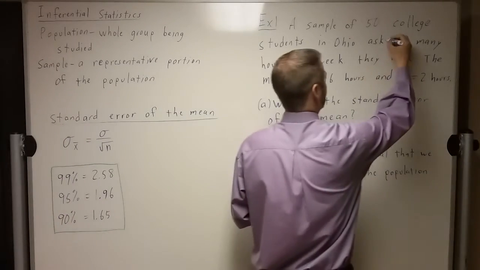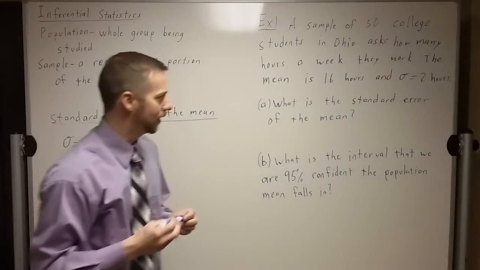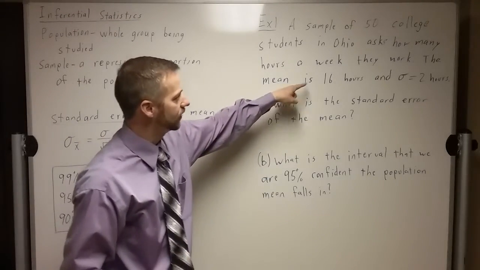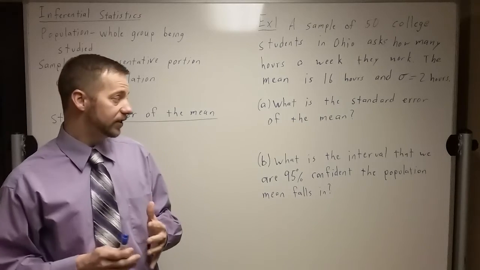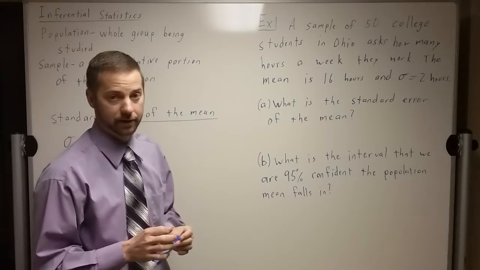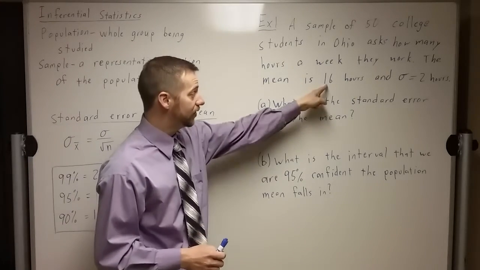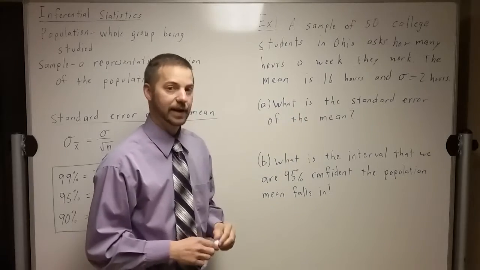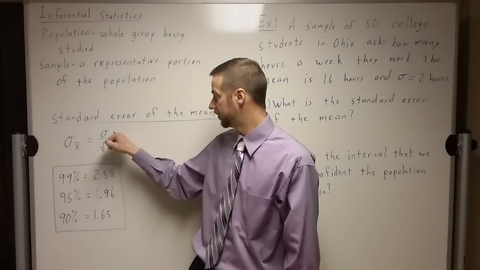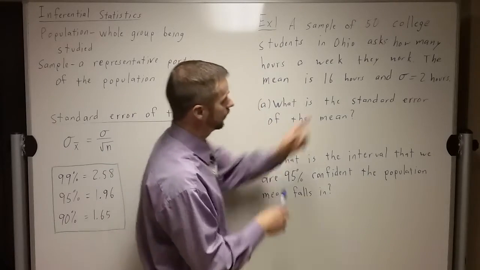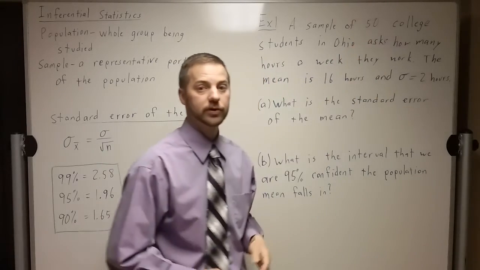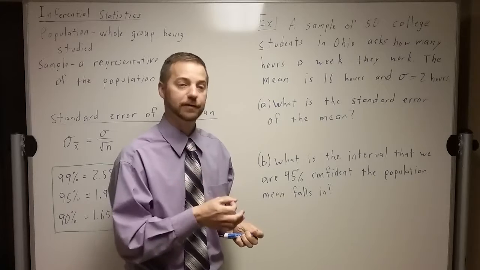So if they're asked how many hours a week they work, the mean is 16 hours and the standard deviation is 2 hours. So let's see if, first off, we can find the standard error of the mean. Now, this number has nothing to do with the standard error. The standard error, remember, is the standard deviation over the square root of n. Do you notice we sampled 50 college students? In other words, n is 50.